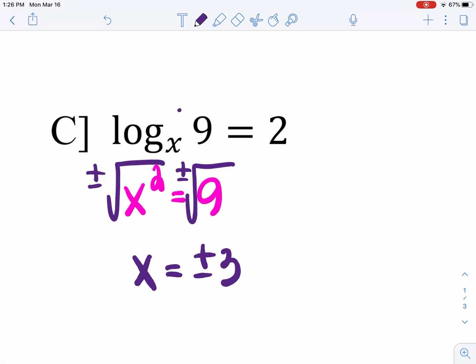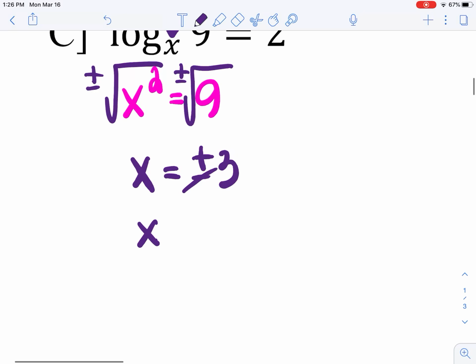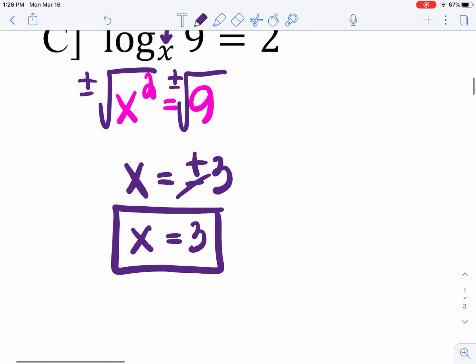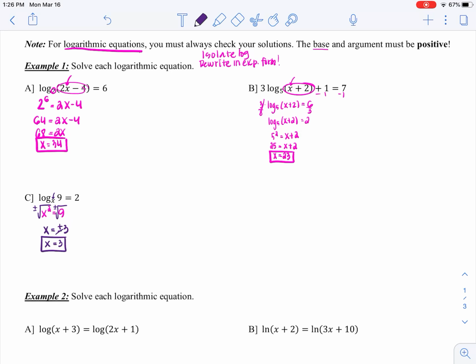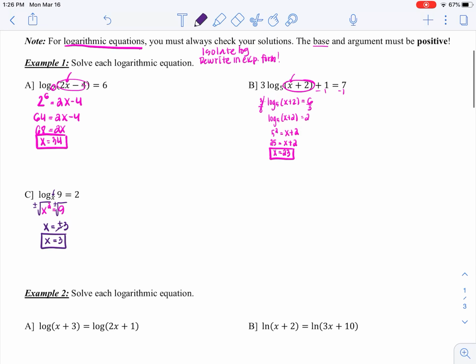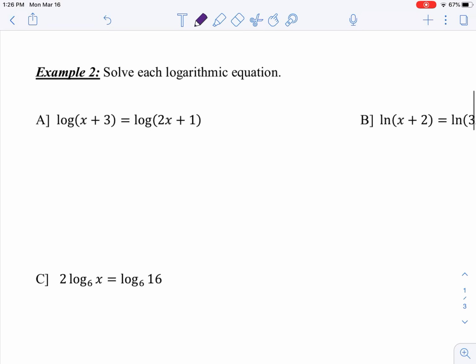Now I need to check my solution. So let's check 3 first. If I plug in 3, the base is positive, it's good to go. If I plug in negative 3, the base is negative, which is not good. So the negative does not work as an answer. My only answer is x equals positive 3. All right, so that's it for one log on one side of the equation.